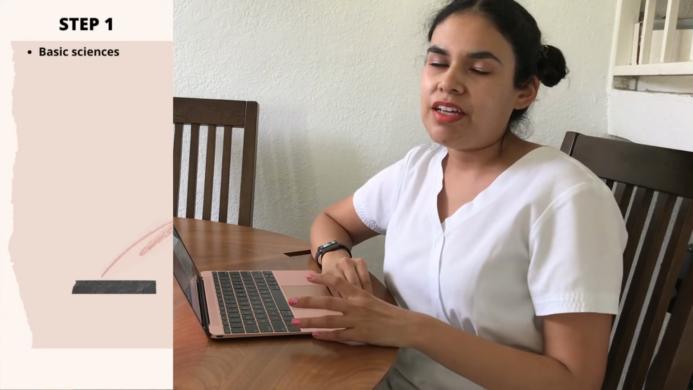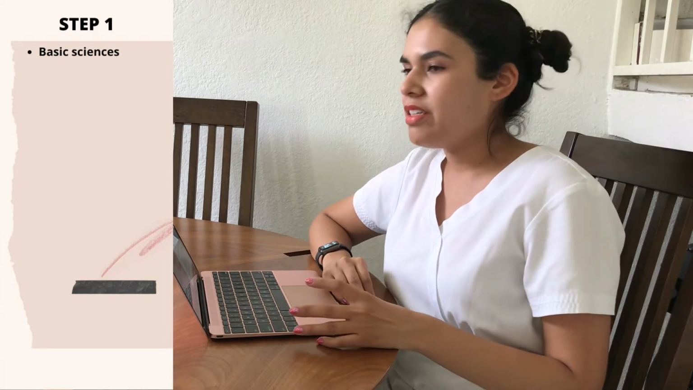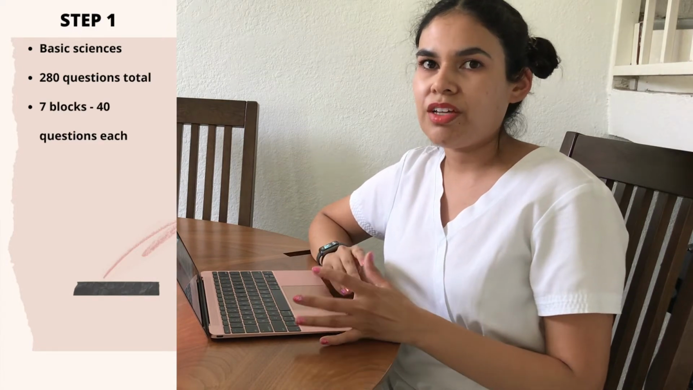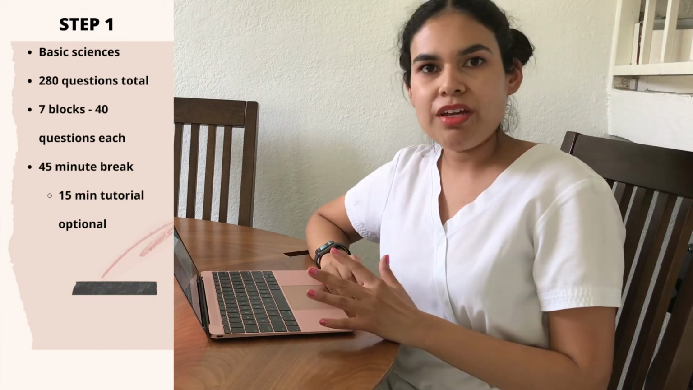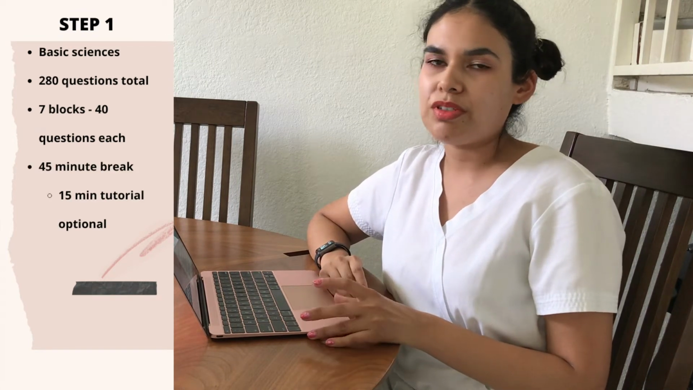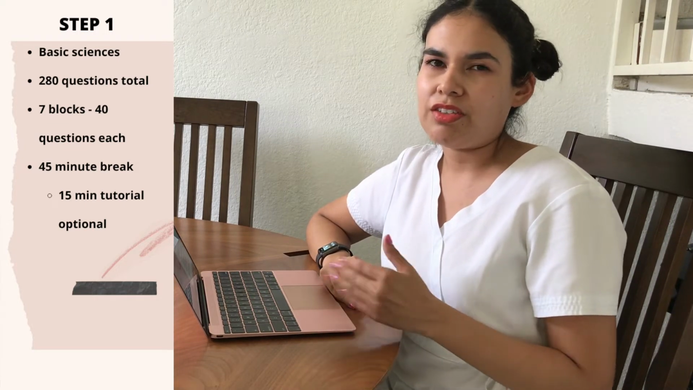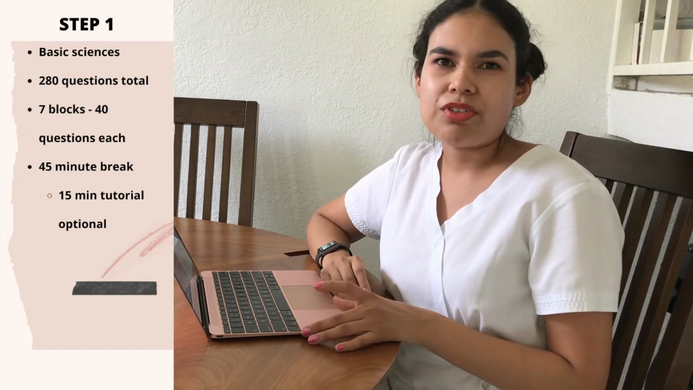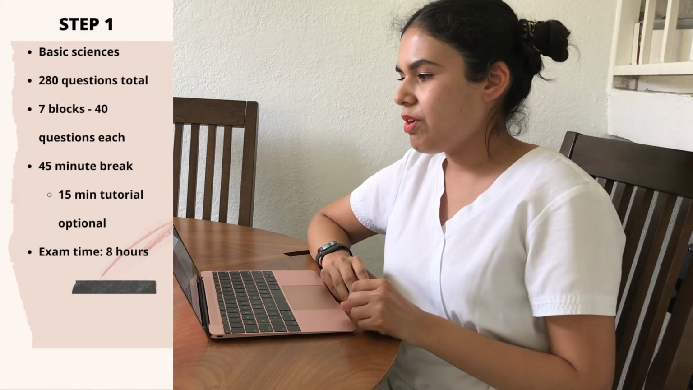So we're going to start with step 1. Step 1 is a test that is going to ask you questions about the basic sciences, and this consists of 280 questions in total. You get 7 40-question blocks, and you get 1 hour to do each block. And you do get a 45-minute break and also a 15-minute tutorial, which is optional. So if you decide not to do the tutorial because you have done it before, you get an extra 15 minutes of break. So in total, you can have up to 1 hour break. And you can take this break in whichever way you want it, like 10 minutes after one block or after 2 blocks, whichever you may want.